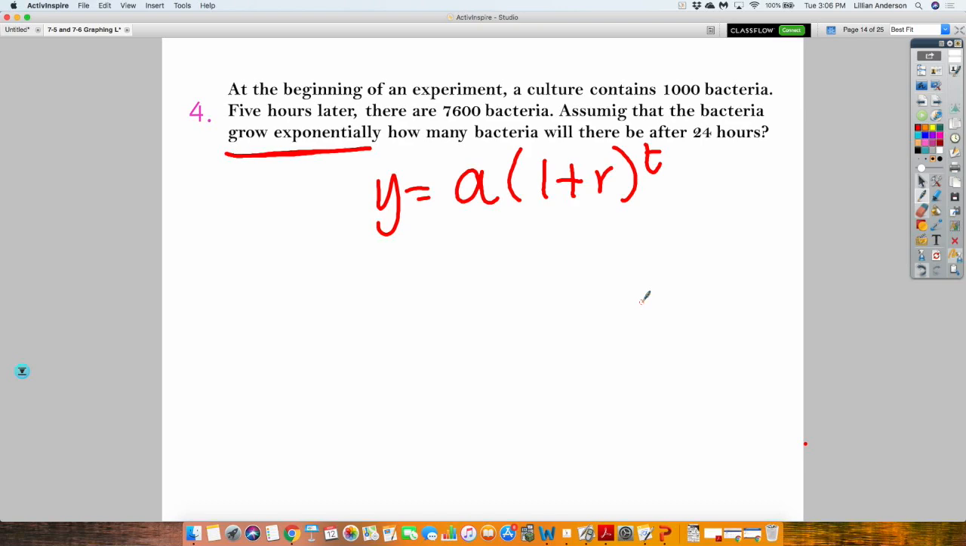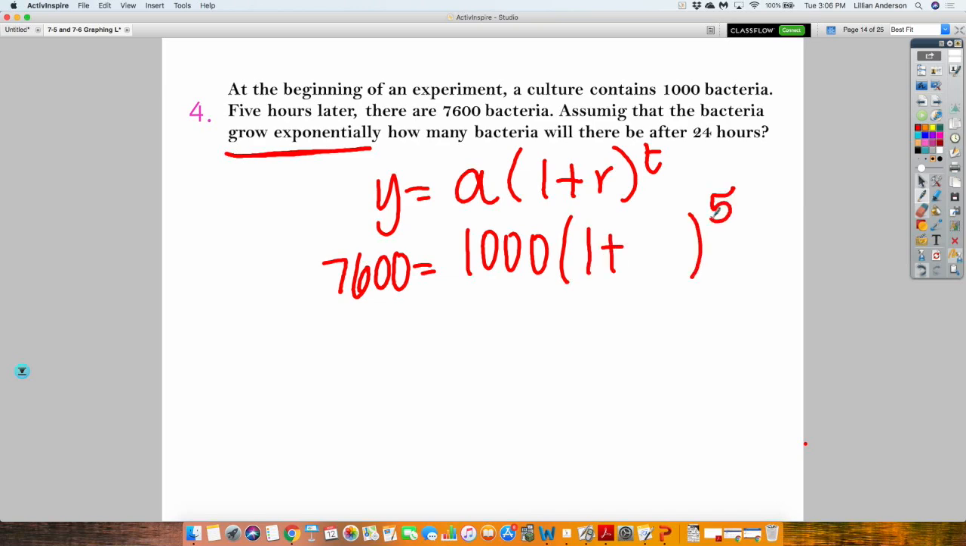All right. So now that we know it's growth, where do we start? Plugging numbers I have. What's one thing? My total is Y, 7,600. Okay. My A is 1,000. And my T is 5. What's my R?